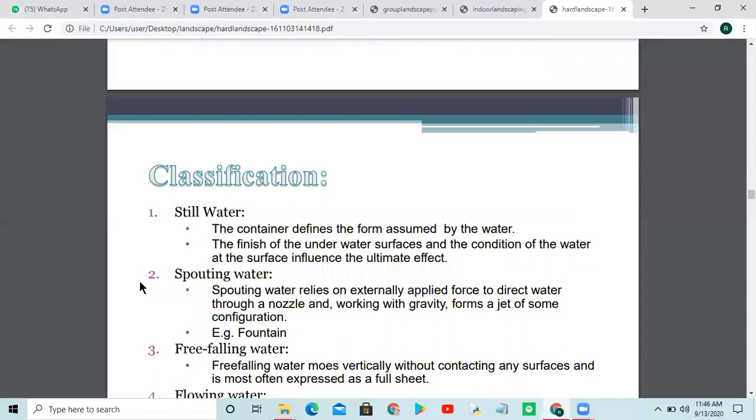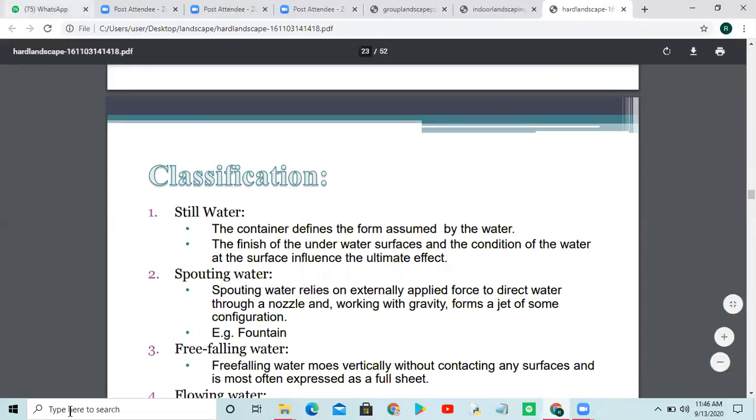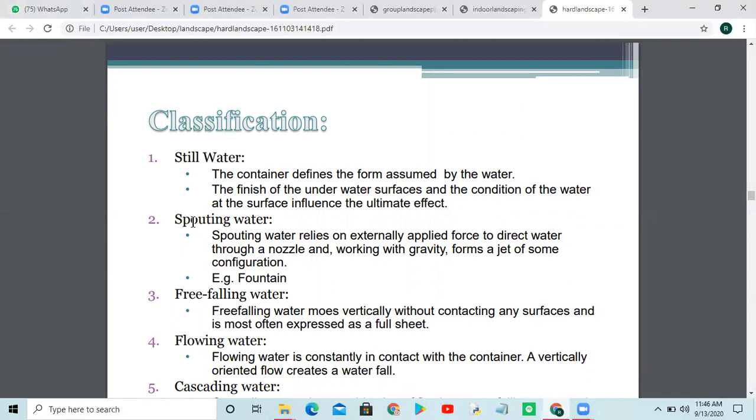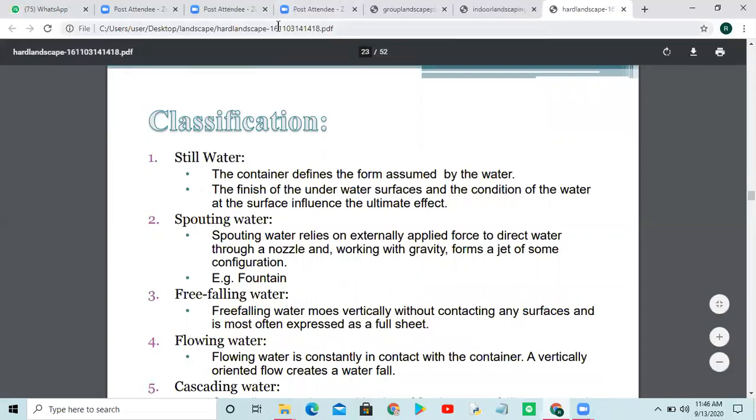You identify a place and relate it to an element. That way, water can also be used as a landscape element in various forms. These are the various forms: still water. Sometimes, there is a hotel in Singapore that is famous for its swimming pool that doesn't have a boundary. It is called an infinity pool. So infinity pools are there.